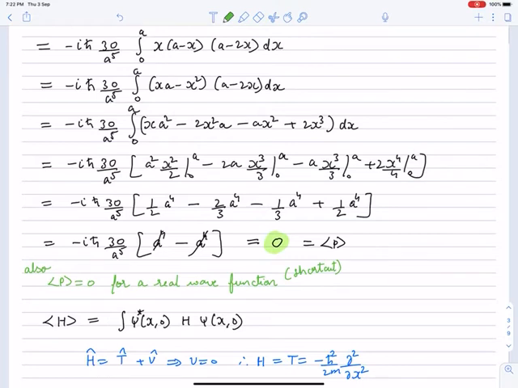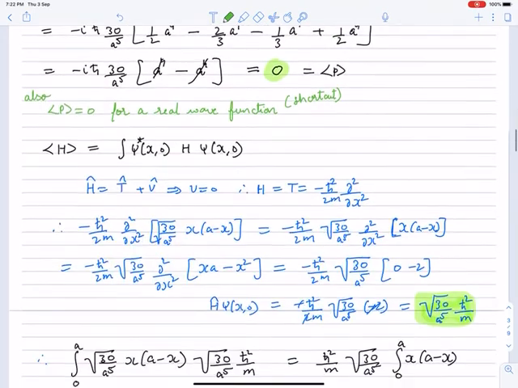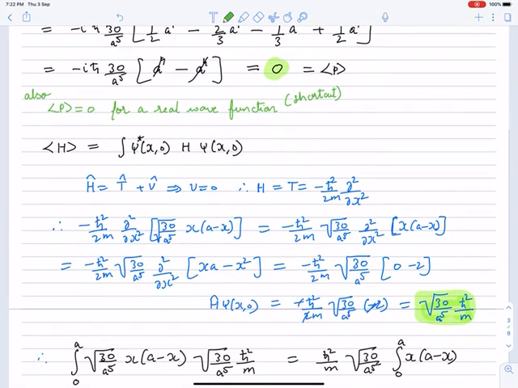This is a shortcut. So now to calculate energy. Remember, to calculate energy, first we have to calculate the Hamiltonian operator. The Hamiltonian operator can be calculated with V equal to 0, so we are only left with kinetic energy. Kinetic energy is given by minus h square by 2m, curly square by curly x square.